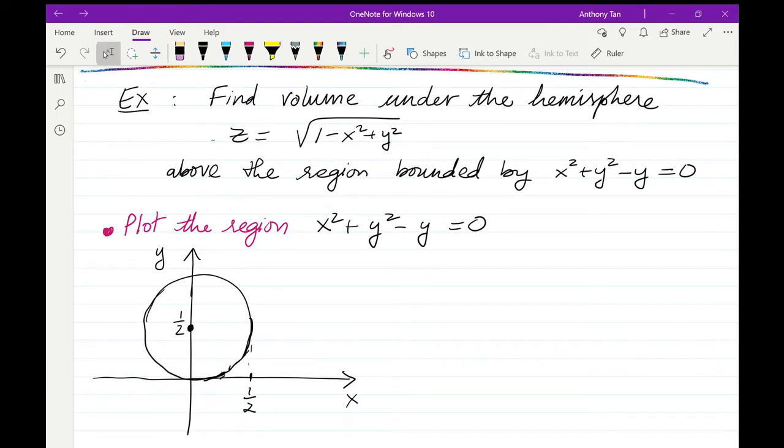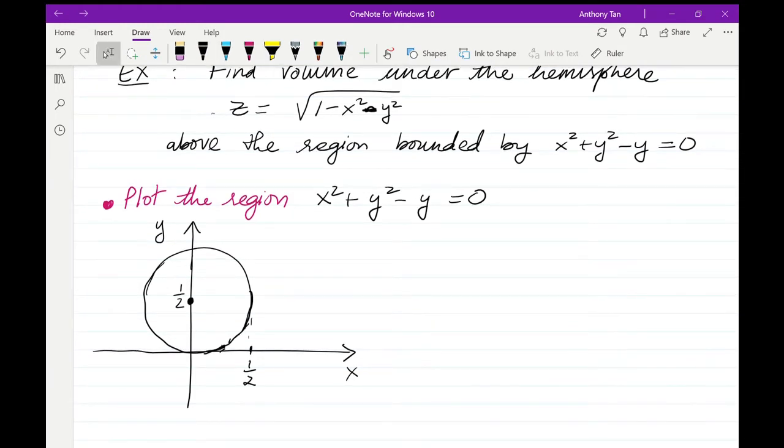I want to find the volume under the hemisphere given by z equals the square root of 1 minus x squared minus y squared, above the region bounded by x squared plus y squared minus y equals 0. So first, we have to plot the region. And there is a little trick to manipulate this region into the familiar form that we already know, which is to complete the square.